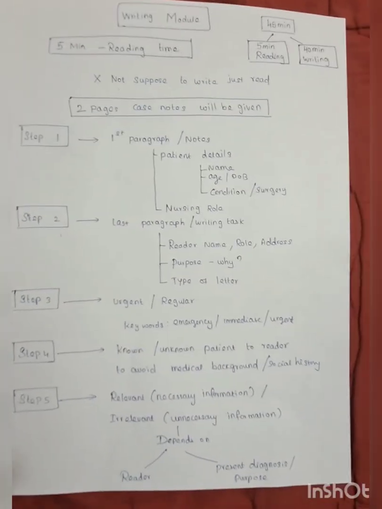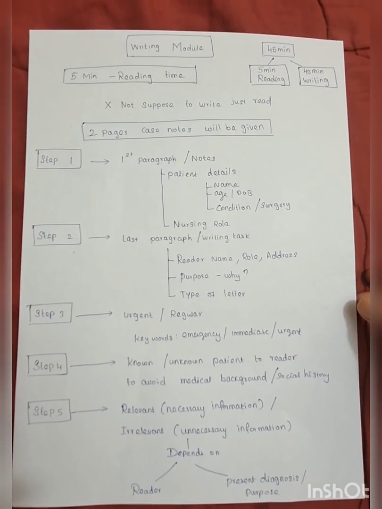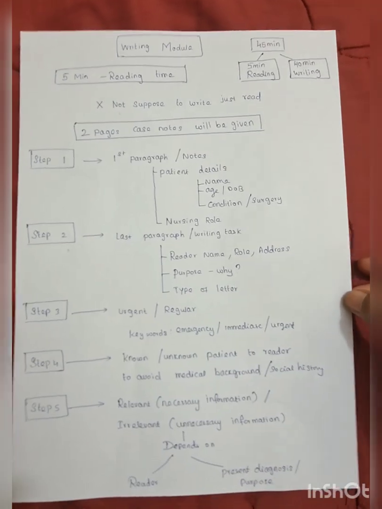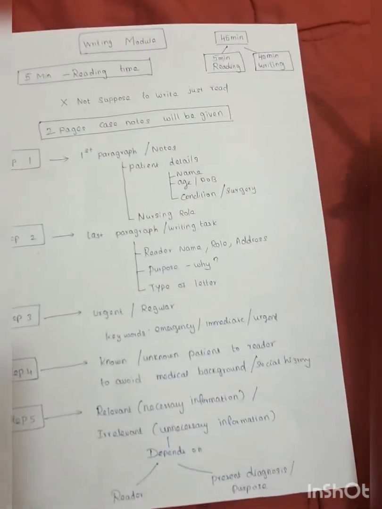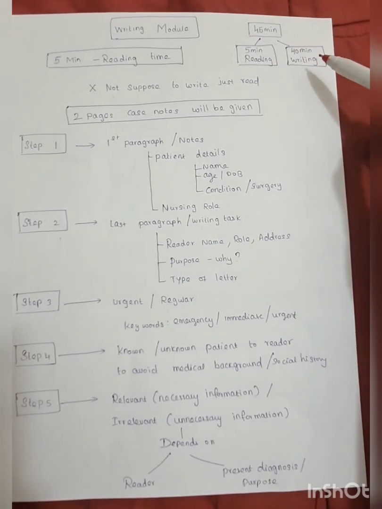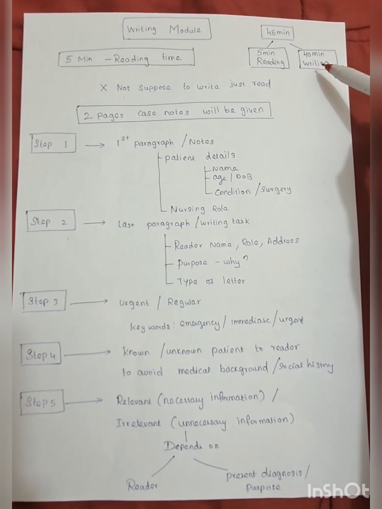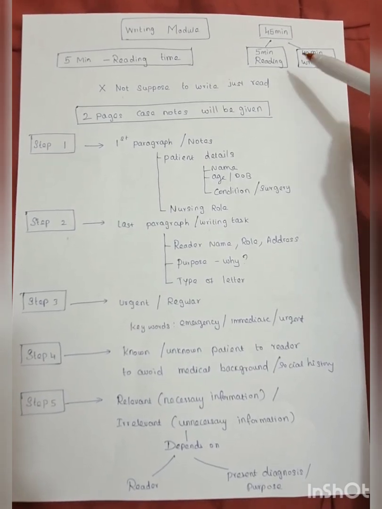So today let's see some introduction about the writing module. The writing module is around 45 minutes and just one task: you are going to produce one letter. Of these 45 minutes, you will be given 5 minutes as reading time and 40 minutes as your writing time, right? So today's class is about the 5 minutes reading time.